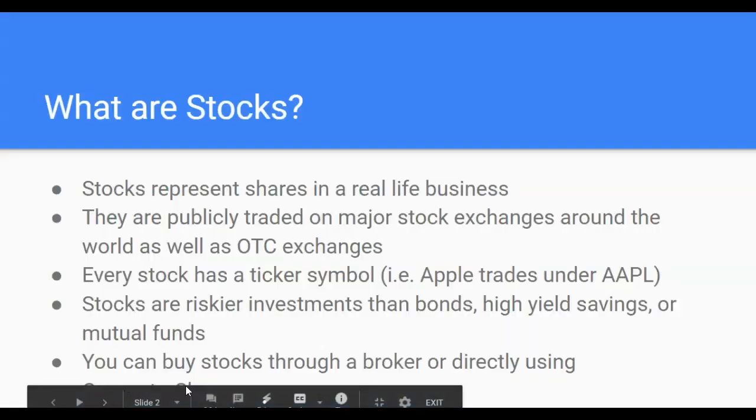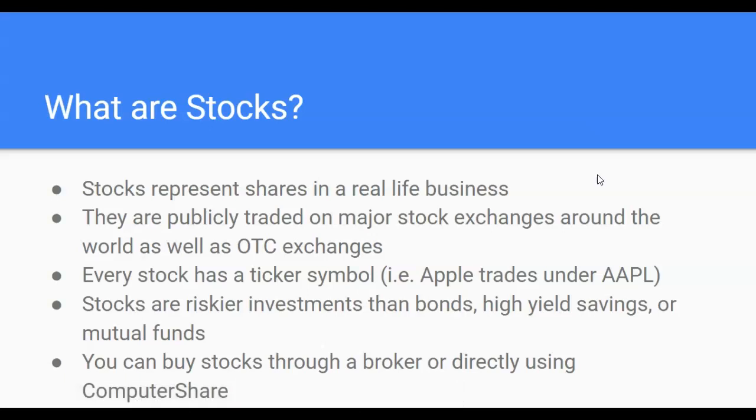So here we are on the first slide. What are stocks? Stocks represent shares in a real life business. For example, throughout this video, I'm going to be using Apple as an example because I think it's a very good example for explaining this. Stocks are basically portions of a real life company. If you own a share of Apple stock, you are a shareholder. Even if you just own one share, 10 shares, or 1,000 shares, you own a percentage of that company. That gives you real life ownership in the Apple business.